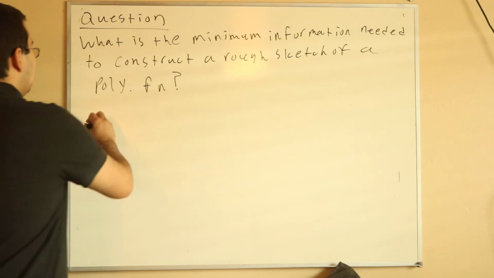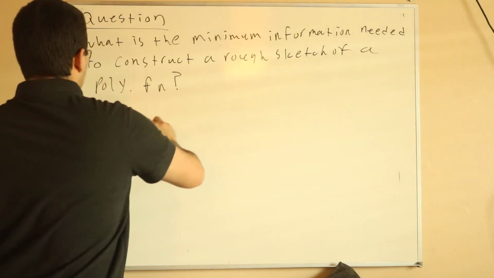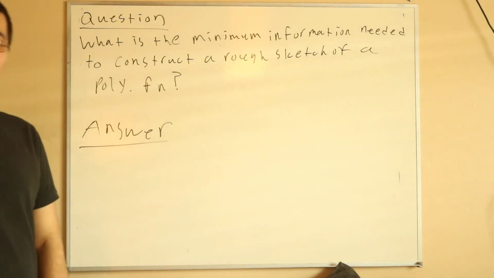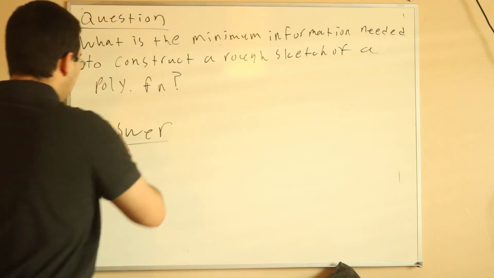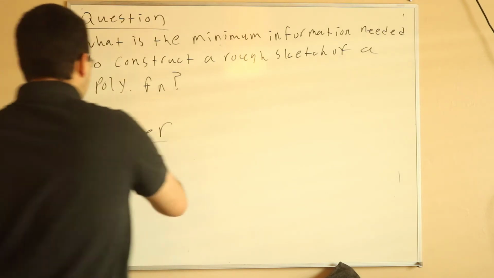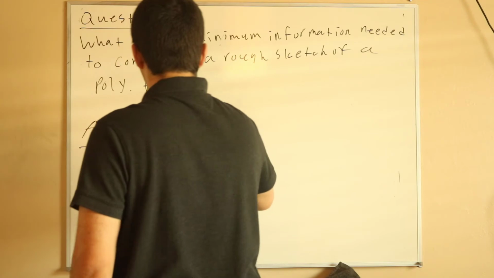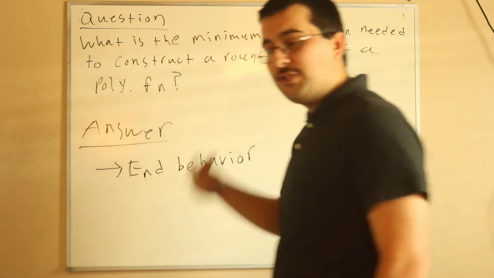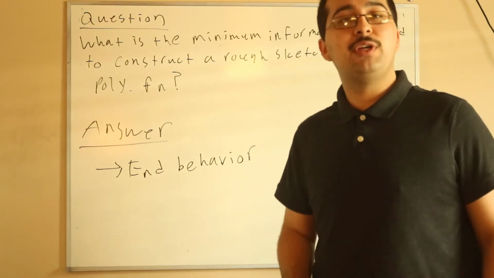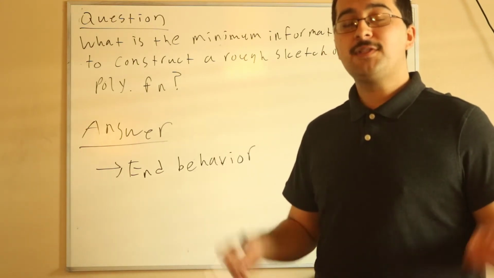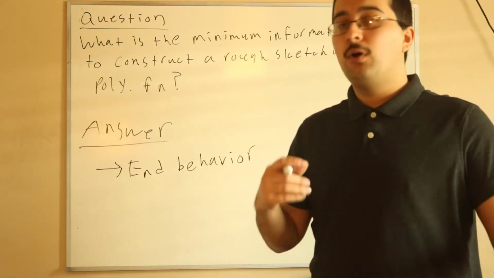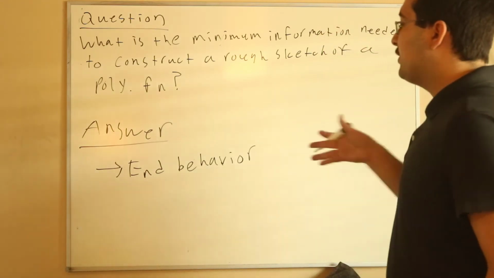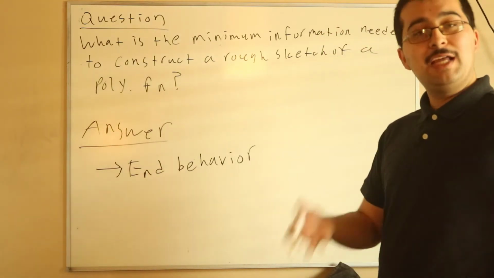Well, the answer to that question is this. The first piece of information we need is the end behavior. We need to know what the end behavior of the graph is. Because as we discussed, polynomial functions after a certain point have the nice property where on the ends of their graphs they exhibit one behavior only, right? So we need to make sure we understand what the end behavior is.